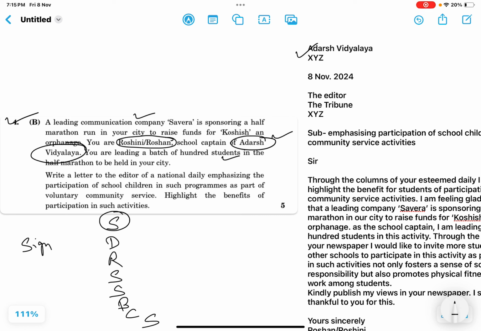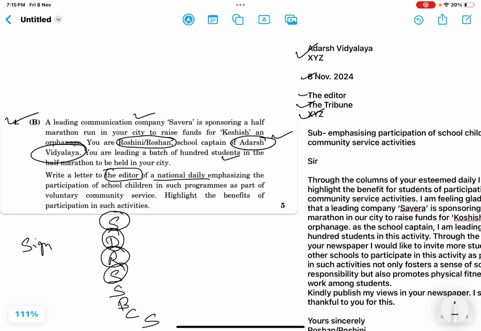Then write a letter to the editor of a national daily, that means the name of the newspaper. So this is our receiver's address. So we have found this one also, and in between we are to write down the date. So date 8th November 2024, the editor, national daily, that means you are to mention the newspaper name. Okay, the name of any national newspaper, the Tribune, then XYZ.